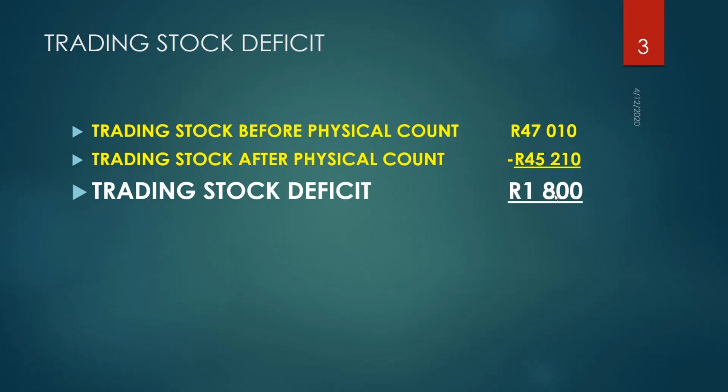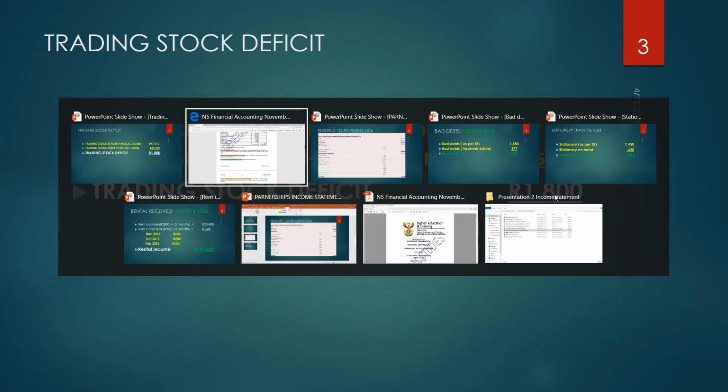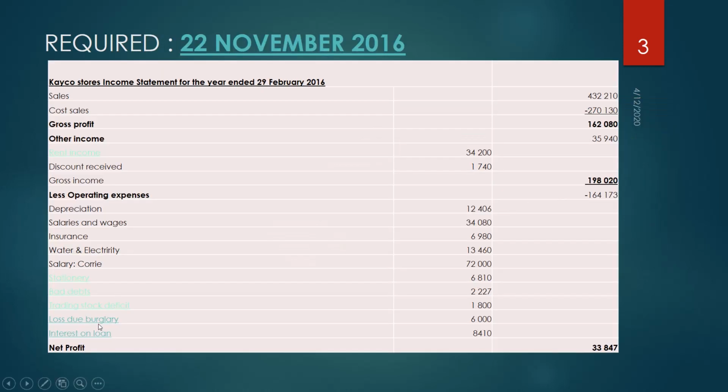The 1,800 will be taken to the income statement. There you go, trading stock deficit, 1,800 taken to the trading stock deficit. Please focus, we're almost there. The next item I'd like to tackle is the loss due to the burglary.